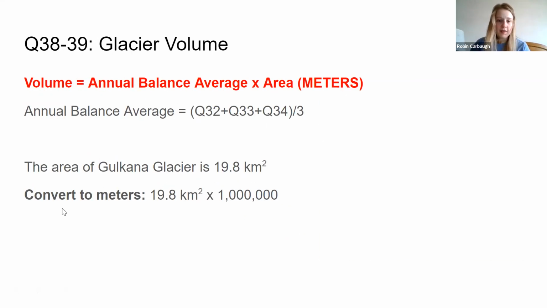And then to find the area, the lab tells us that the area of the glacier is 19.8 kilometers squared, but we would need to convert that to meters. For question 38, you just multiply by 1,000,000. That would convert us to meters. And then we'd have everything we would need to find the volume. You would just take that average that you found this way and multiply that by your area you converted to meters, and that would give us the volume of the glacier. Once again, be careful of your signs, they're important. And that's it.